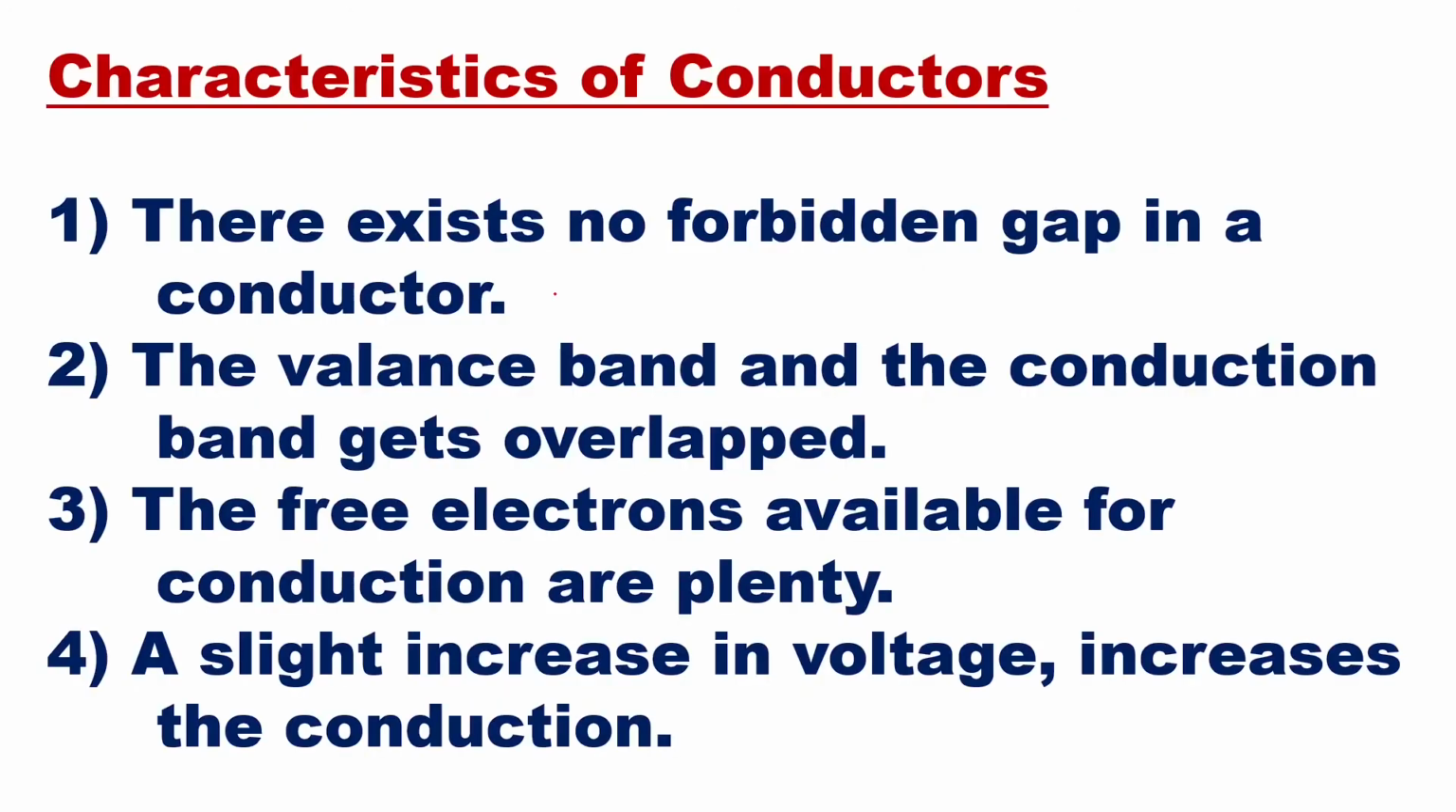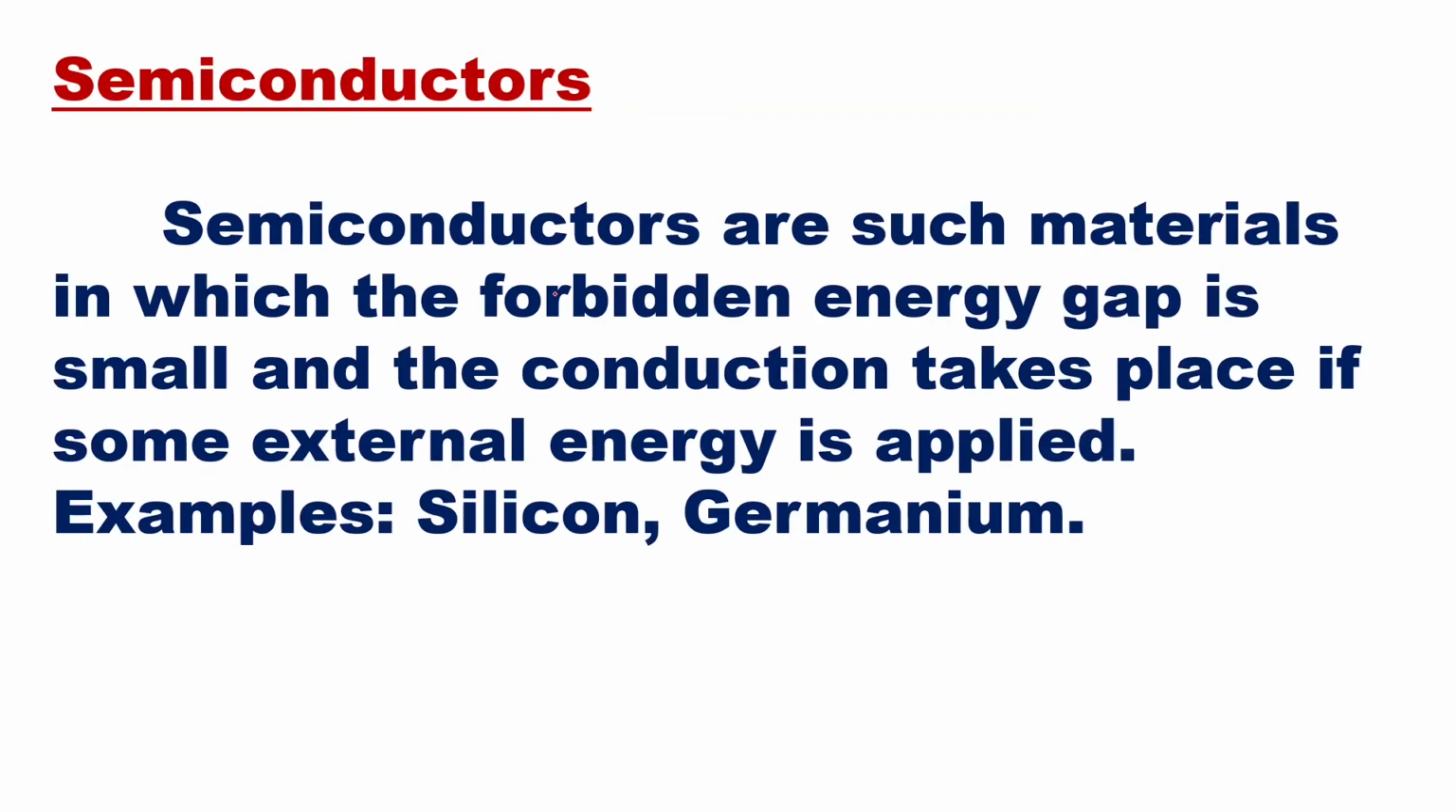Then if you see the characteristics of conductors, there exists no forbidden gap between the two bands, valence band and conduction band. The valence band and the conduction band are overlapped. The free electrons available for conduction are plenty. A slight increase in voltage will increase the conduction, will increase the number of free electrons. Then we'll come to the concept of semiconductors. Semiconductors are such materials in which the forbidden energy gap is small and the conduction takes place if some external energy is applied.